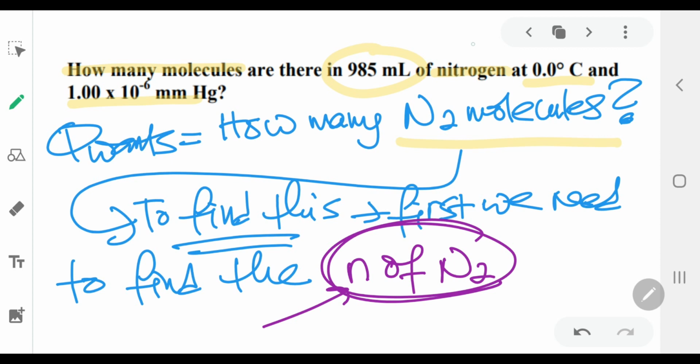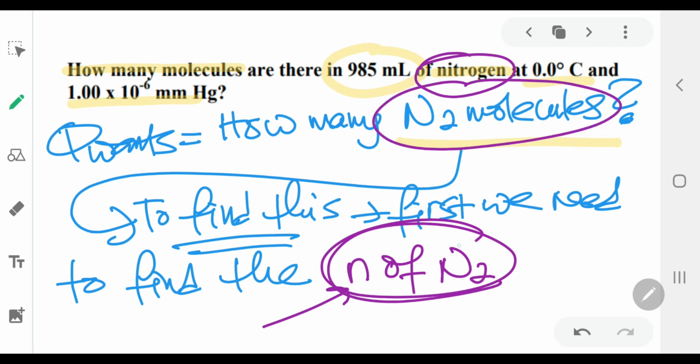PV equals to nRT because we're dealing with gas over here. And like I said, in chemistry, we are always going to assume that all of the gases will behave ideally. So when the gas behaves ideally, we can use the equation PV equals to nRT. To find the number of particles, we need to know the number of mole. When we know the number of mole of nitrogen gas, we can multiply that with Avogadro's number, then we should be able to work it out.